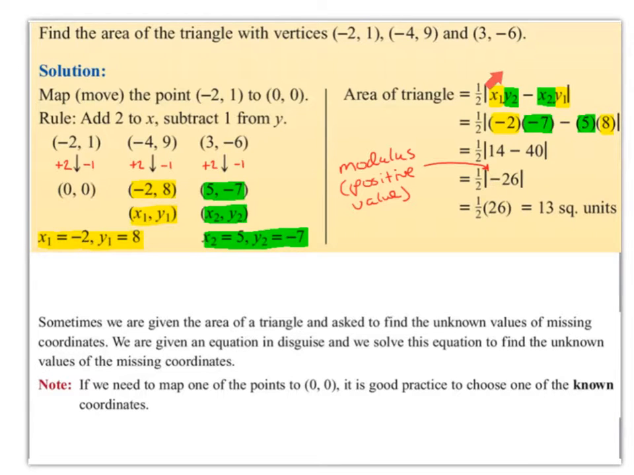So x1 we swap for -2 with brackets, y2 we swap for -7 with brackets, x2 we swap for 5 with brackets, and y1 we swap for 8 with brackets.